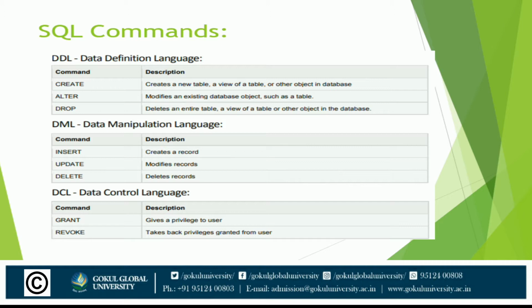DML, data manipulation language. It is mostly used for insert, update and delete. Insert command is used to create a record. Update command is used to modify records, and delete command is used to delete records in a table. DCL, data control language. As the name suggests, it is used to control the databases. Grant command is used to give privilege to user. Revoke command is used to take back privilege granted to user.